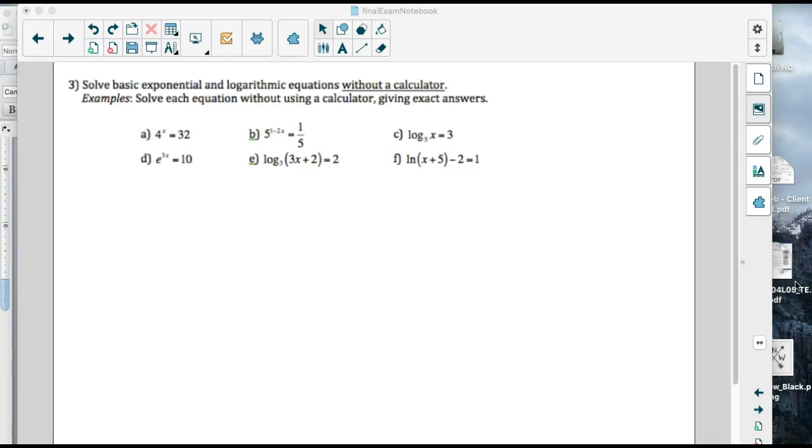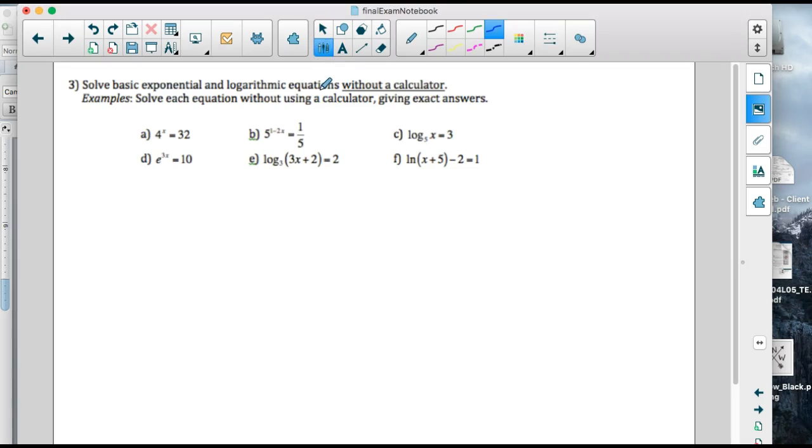Okay, this is problem 3 on the final exam. It says this final exam review. This is the part that says to solve equations without a calculator, so this will be on the non-calculator part of the exam. So there's a couple ways you can do this process. When you see a problem that's exponential, there's two things you can do. You can try to rewrite it so it has the same base.